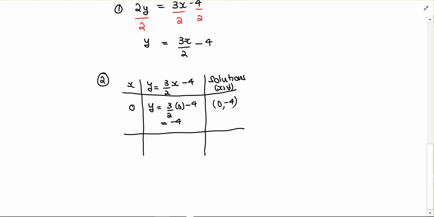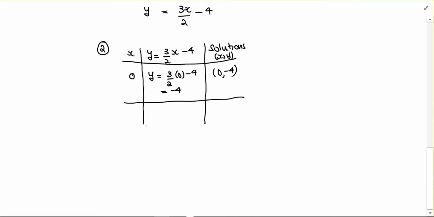Alright, so I need at least one more point, ideally 2. So what else can I choose? Right? So I look again at that x, and I'm going to choose 2. Now why would I choose 2? Because I know that if I put 2 here, that's really 2 over 1. So that's really 6 over 2. And 6 over 2 reduces to 3. So 3 minus 4 is minus 1. So I get 2, minus 1.